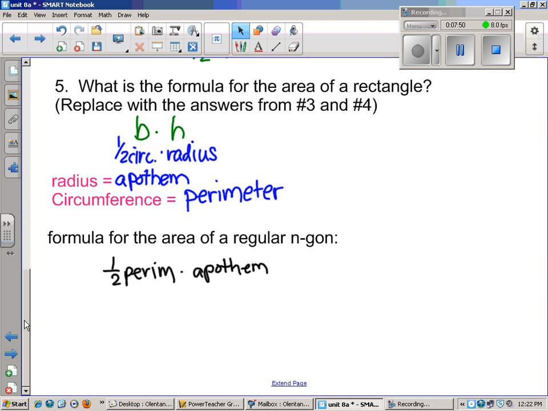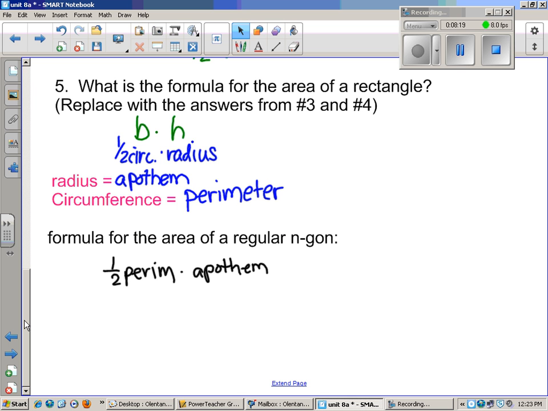All right. So to find the area of any regular polygon, and what's regular again? I forgot to mention that. Right, all equal sides and equal angles. So for any regular polygon, you take 1/2, multiply it by the perimeter, and then the apothem. Okay? All right, so there's two ways.